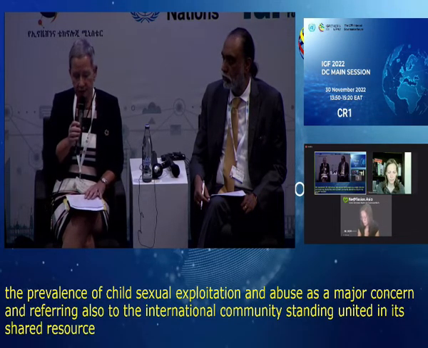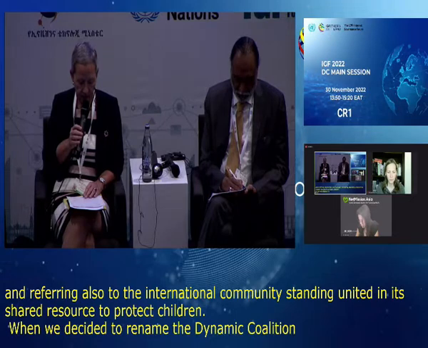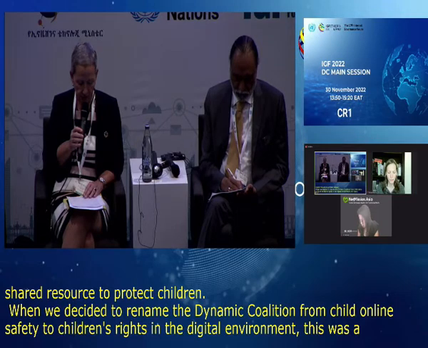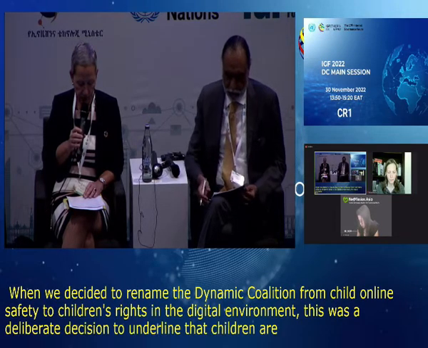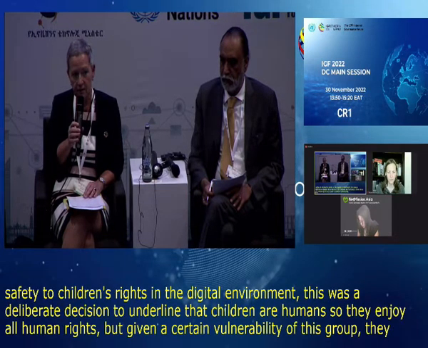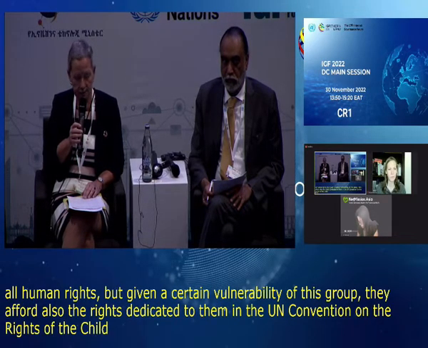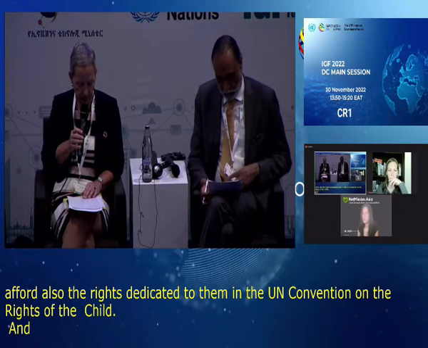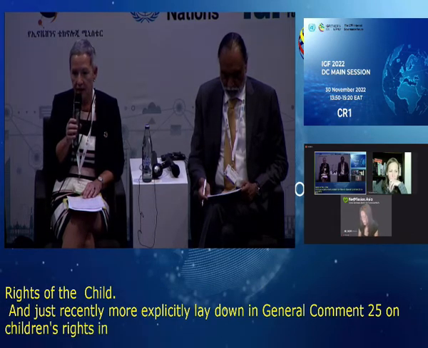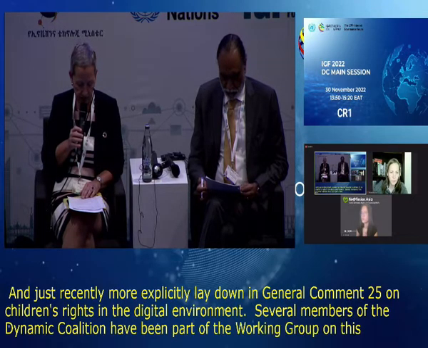When we decided to rename the Dynamic Coalition from Child Online Safety to Children's Rights in the Digital Environment, this was a deliberate decision to underline that children are humans, so they enjoy all human rights. But given a certain vulnerability of this group, they afford also the rights dedicated to them in the UN Convention on the Rights of the Child. And just recently, more explicitly laid down in General Comment number 25 on children's rights in the digital environment. Several members of the Dynamic Coalition have been part of the working group on this achievement of the General Comment.